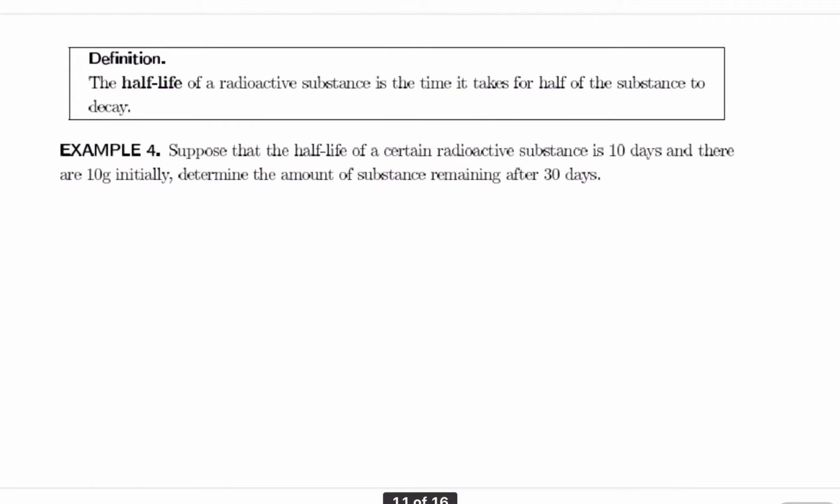Next, half-life. Let's go to the half-life. The half-life of a radioactive substance is the time it takes for half of the substance to decay. So half.